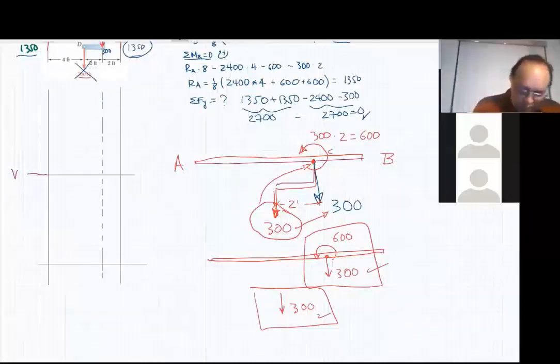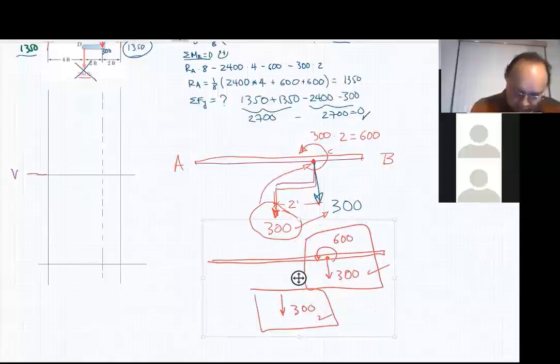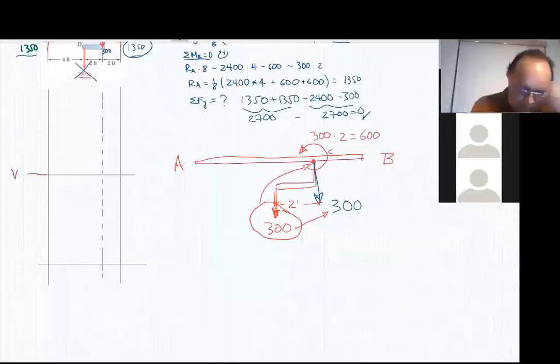Another way to do it, maybe a better way, I don't know. Some people understand things in one way, some people in another way. We can make a cut here.